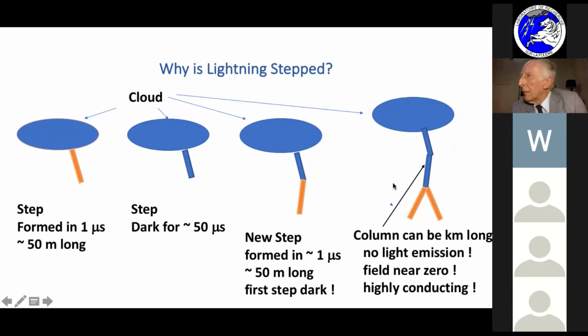Well, one question is, why are things stepped? And secondly, this column is a mystery in that it's dark, no light, but there are evidently electrons there because it's highly conducting, and the field seems to be near zero because these columns can be kilometers long. They can be 10 kilometers long.